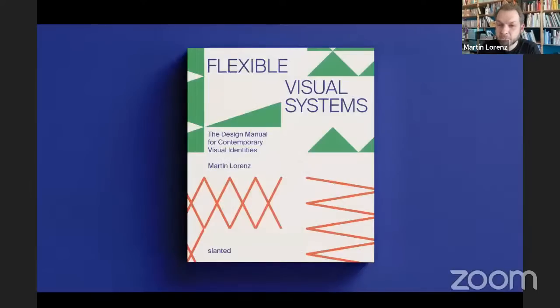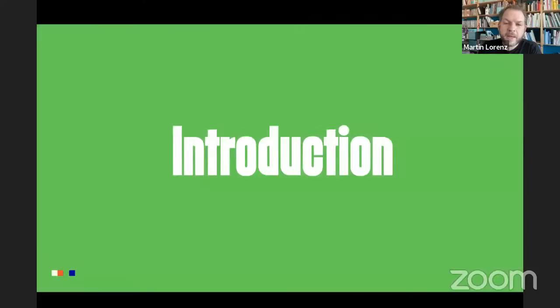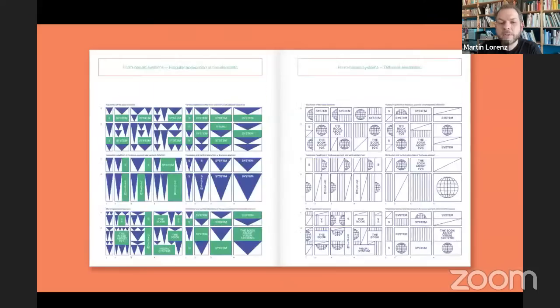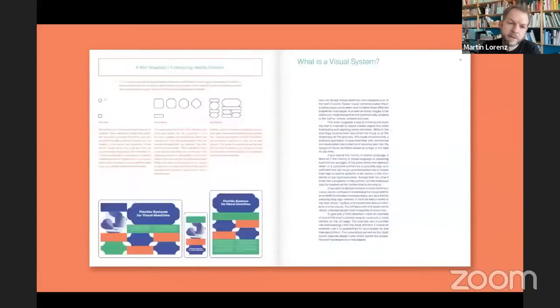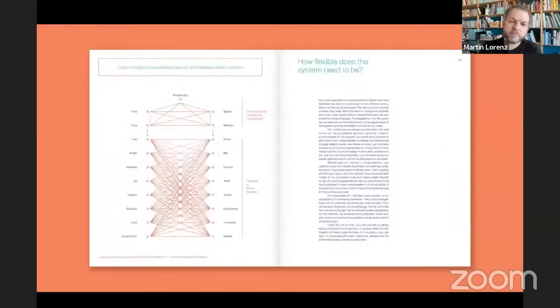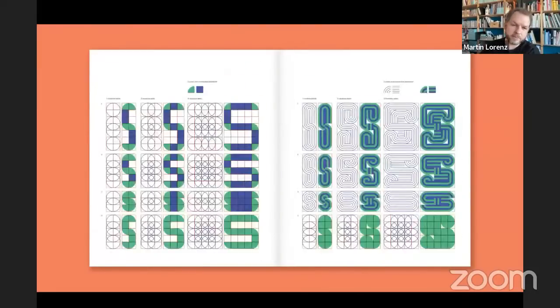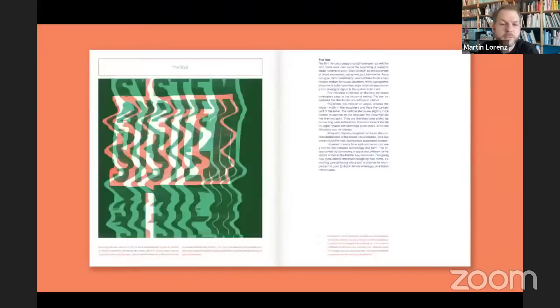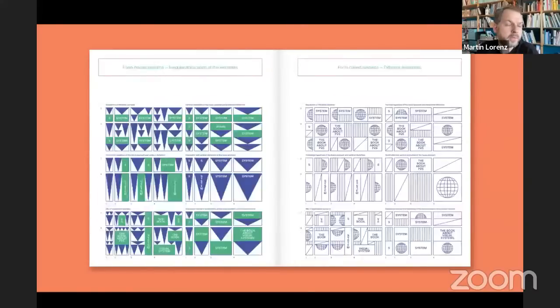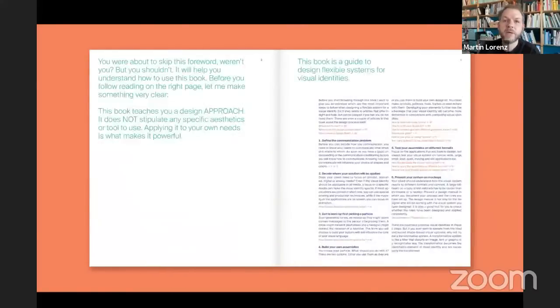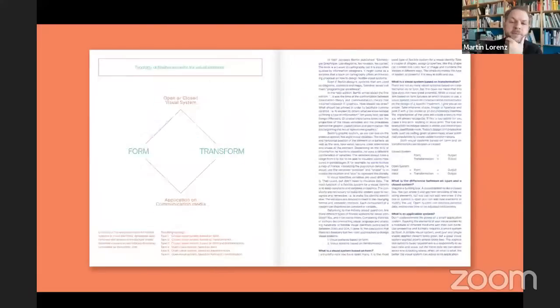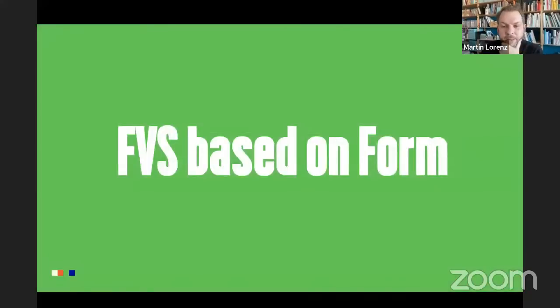And I made this book, which is out since last autumn. And there's an introduction where I talk about different subjects that are important when you work in visual identity design, but in general also about how you organize design teams, different articles. And then there's chapter 1, about flexible visual systems based on form.